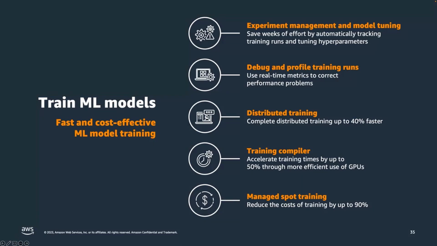As for the question of cost, SageMaker provides managed spot training, which helps you reduce training costs by up to 90%. Training jobs are automatically run when compute capacity becomes available, and are made resilient to interruptions caused by changes in capacity.